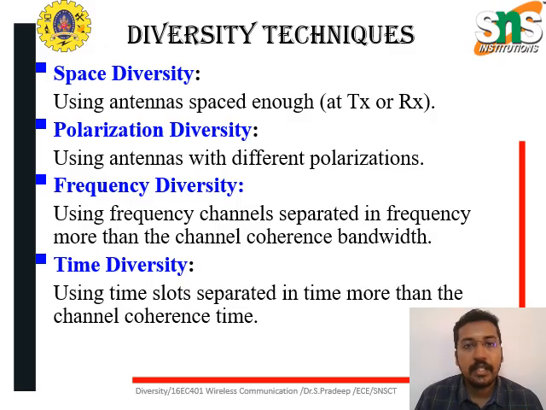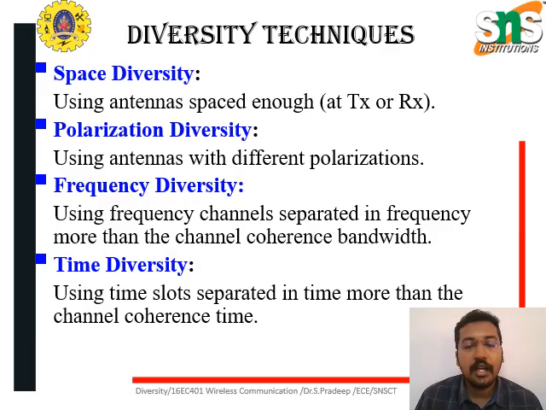Types of diversity techniques. First one is spatial diversity. This involves using multiple antennas at the receiver, spaced apart by a few wavelengths, to receive the signal from the transmitter. Temporal diversity or Doppler diversity. This technique utilizes multiple transmissions of the same data at different times, taking advantage of the time-varying nature of the channel.